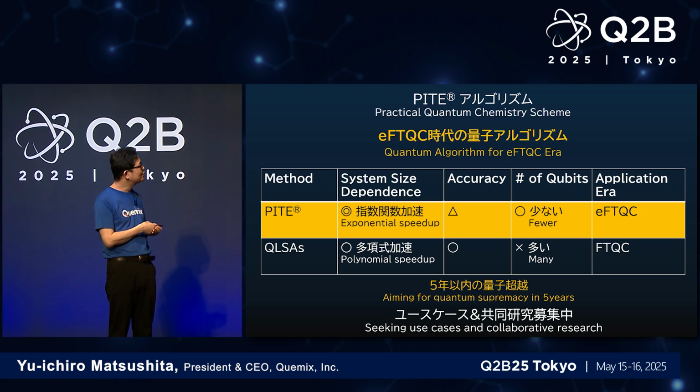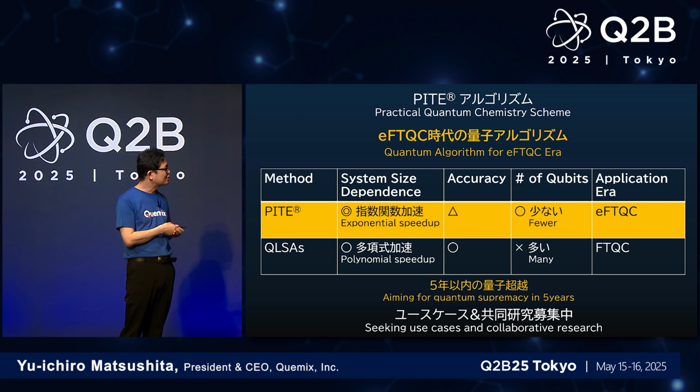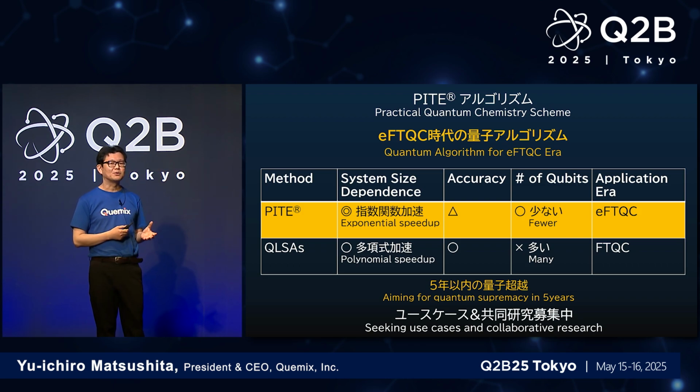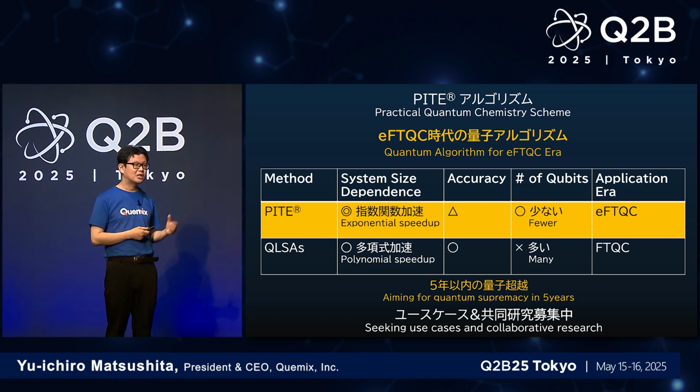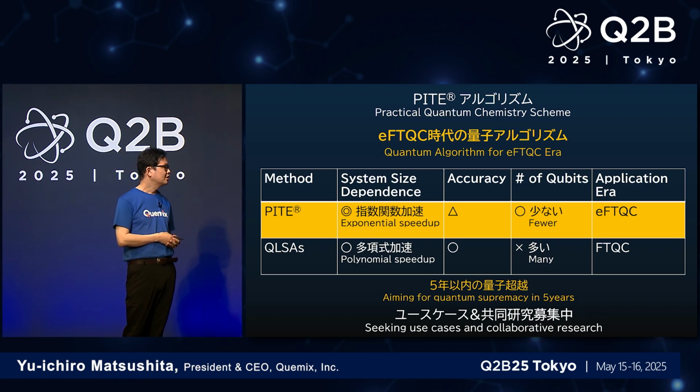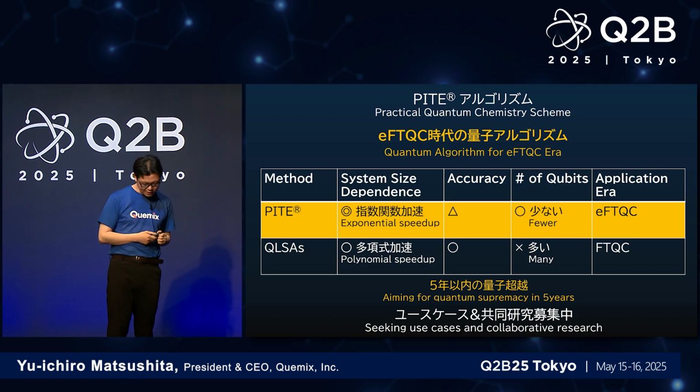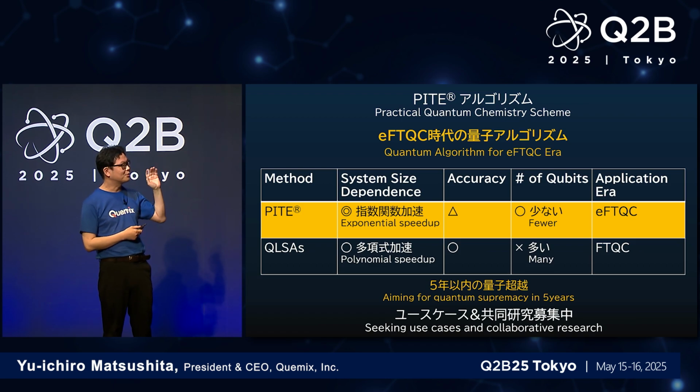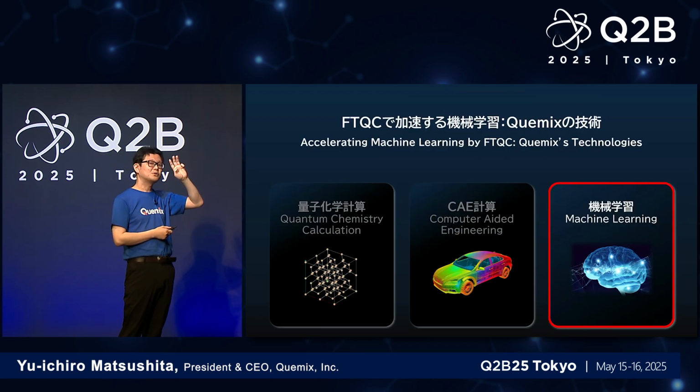But in terms of algorithm, QLCA is polynomial speed. In terms of number of qubits, we know it's already many. And so this is an algorithm for FTQC. So we have PITE and readouts. And with these two, we will aim to realize quantum supremacy in 5 years. And we're seeking use cases and collaborative research. So if you're interested, please approach us.